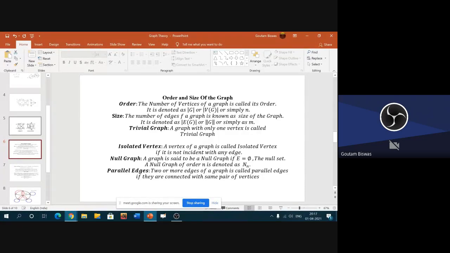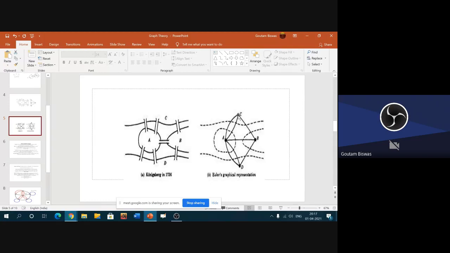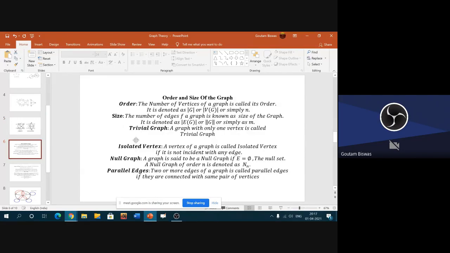You see here, what is the size of this graph? 1, 2, 3, 4, 5, 6, 7. The size of this graph is 7 and the order is 4. Then trivial graph. A graph with only one vertex is called a trivial graph. Only one vertex, so there is no edge. Then isolated vertex. A vertex of a graph is called an isolated vertex if it is not incident with any edge.